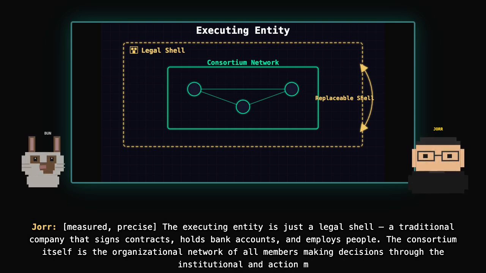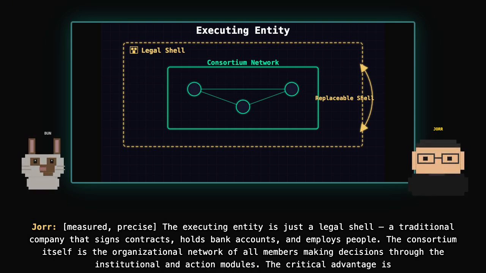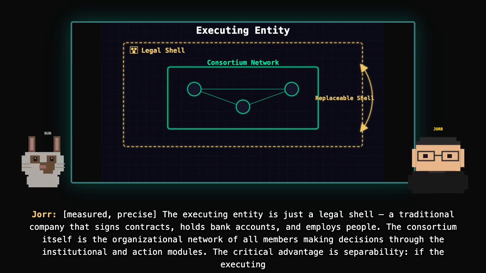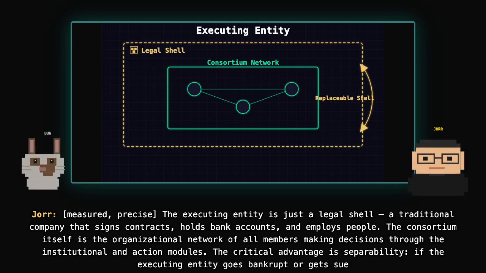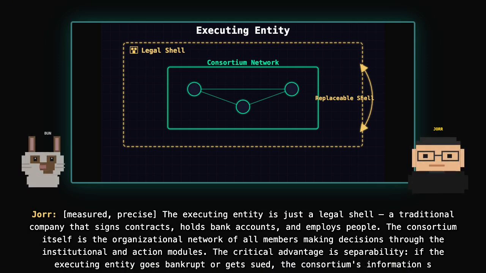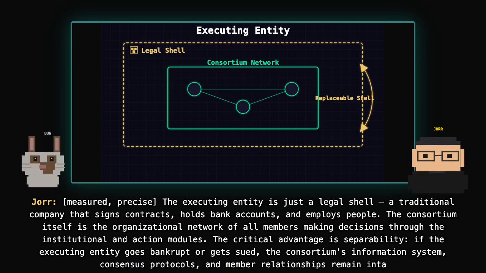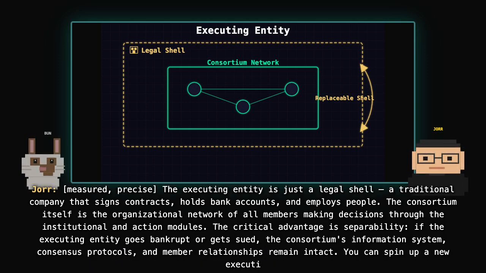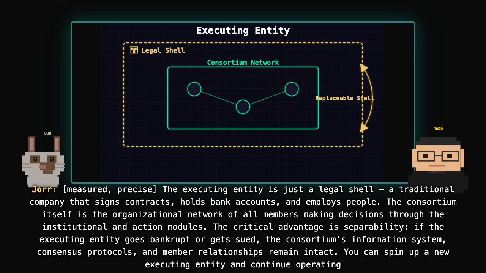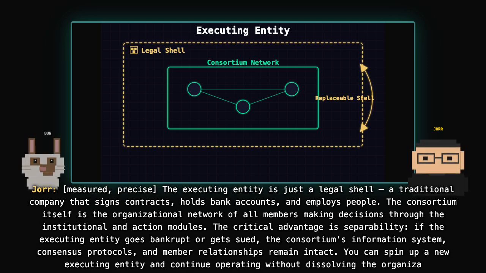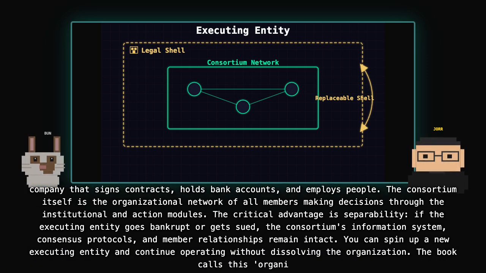The critical advantage is separability. If the executing entity goes bankrupt or gets sued, the consortium's information system, consensus protocols, and member relationships remain intact. You can spin up a new executing entity and continue operating without dissolving the organization. The book calls this organizational structure separated from its legal vehicle.